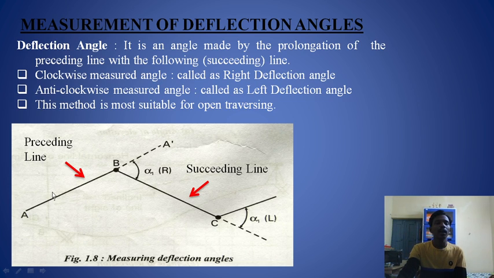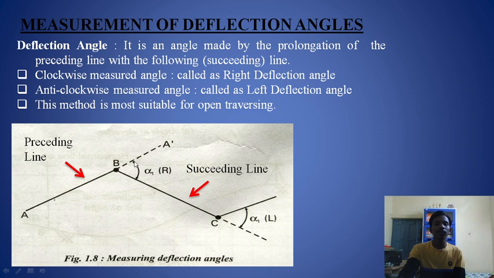So this line, which is behind station B, can be called the preceding line, and the line which starts from station B and ends at station C is known as the succeeding line. Here, on the prolongation of the preceding line, the angle alpha 1 is the angle formed between the prolonged line AB and the line BC. The angle subtended between the prolongation of the line AB and BC is known as the deflection angle.